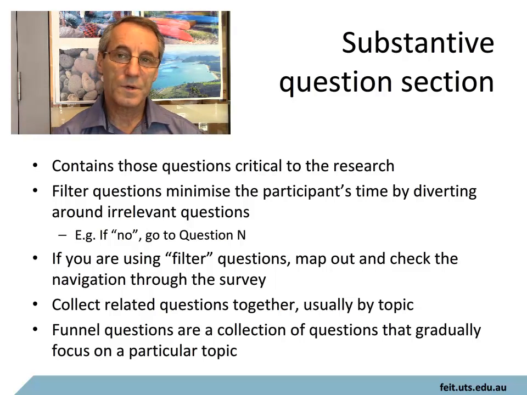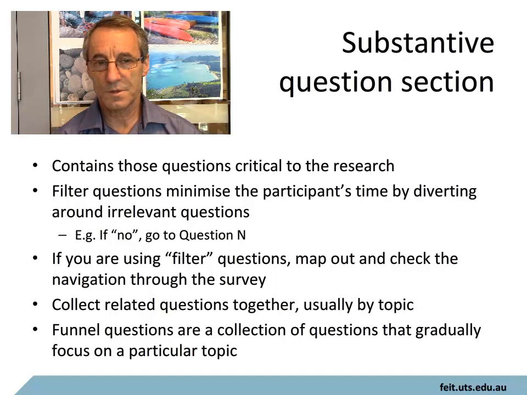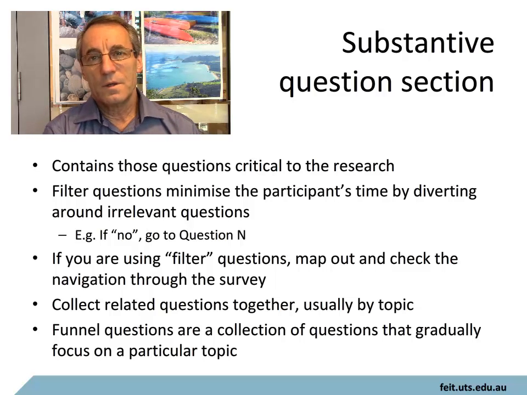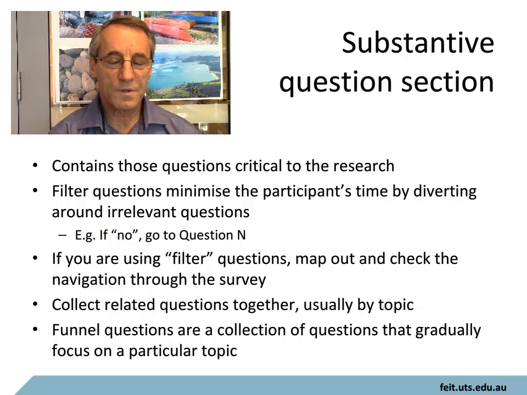Normally you'd collect related questions together in one section of the survey. So if you're asking about, I don't know, large projects, you might collect all your questions about large projects in one place. You might then collect your questions about small projects in a different place. Or if you're asking about the skills of people on the team, skills questions in one place, qualification questions in a second place.